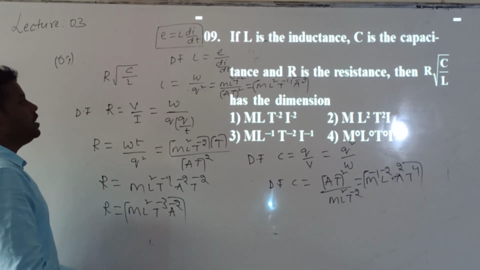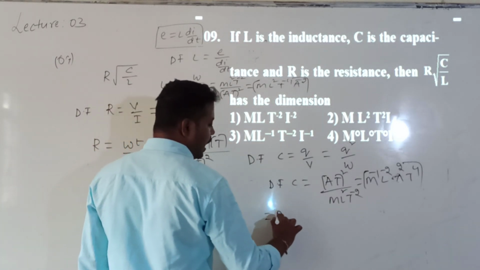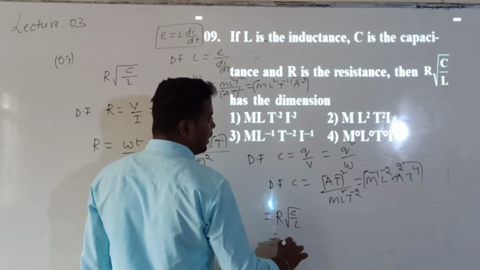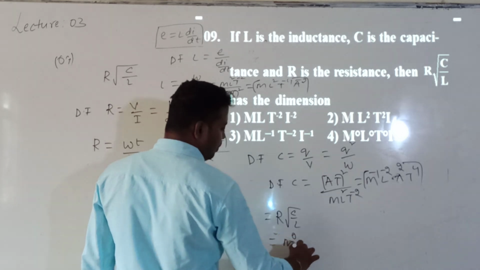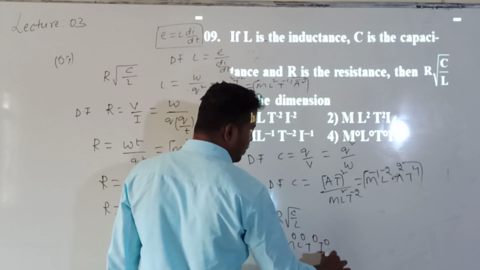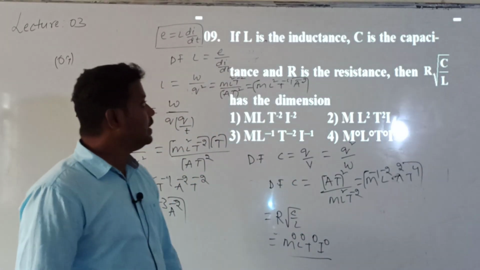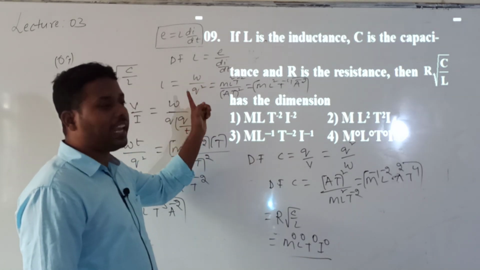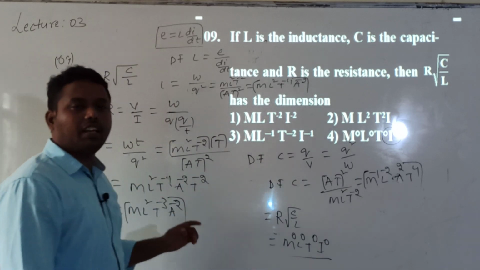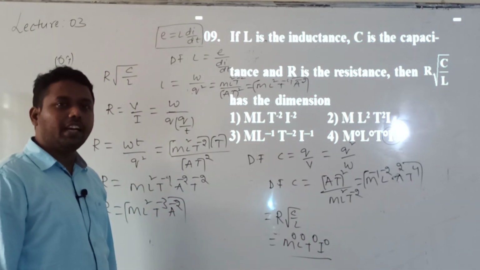Now I have written the dimensional formula of all. You substitute all the dimensional formulas in R is equal to root over C by L. So you will get one dimensionless quantity, which is M power 0, L power 0, T power 0 and I power 0. One more important point here: I consider the dimensional formula of current as A, but here they have written I. So you can represent it with either A or I. Both are correct. Are you getting it?